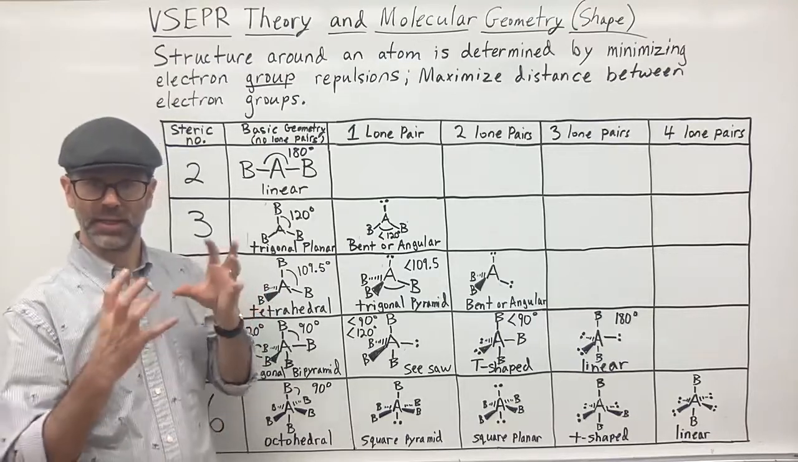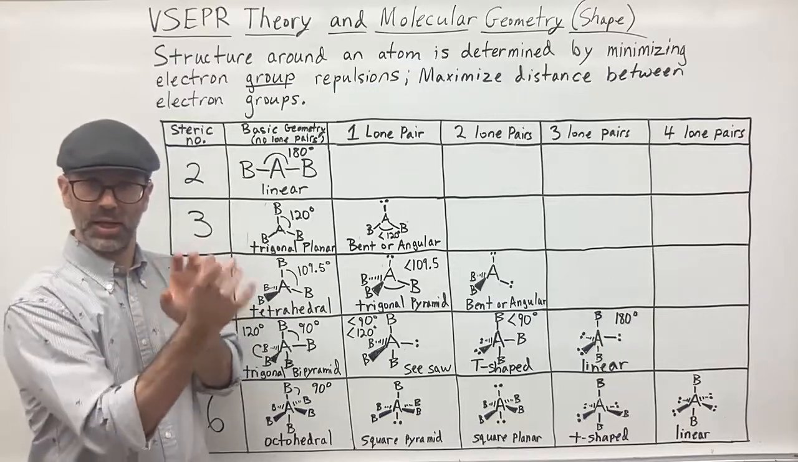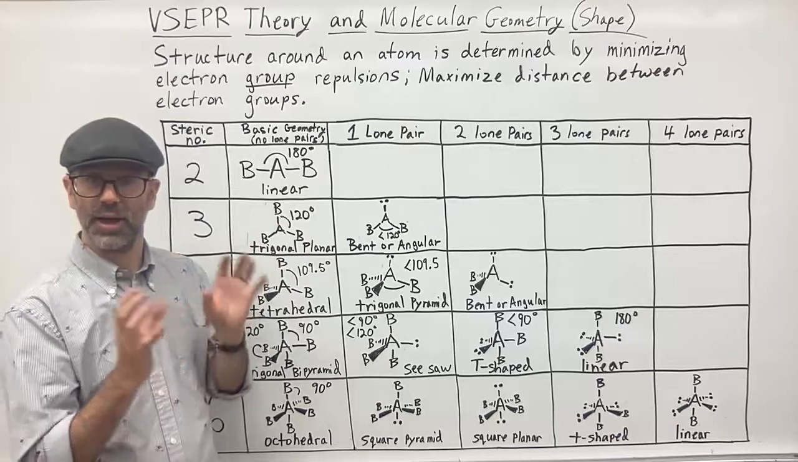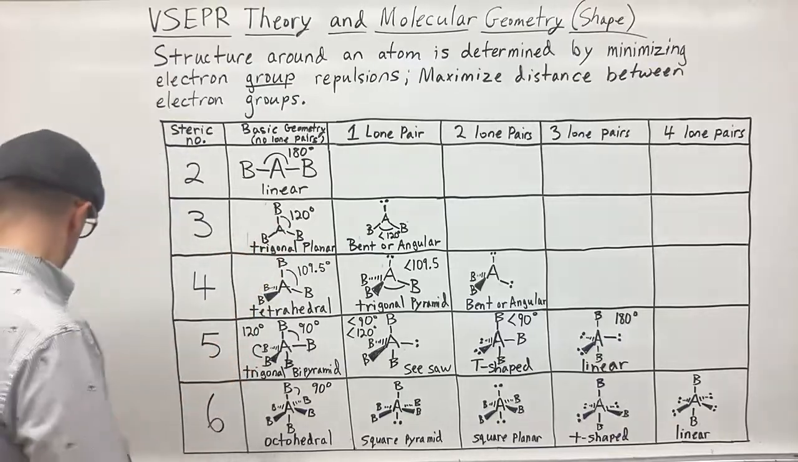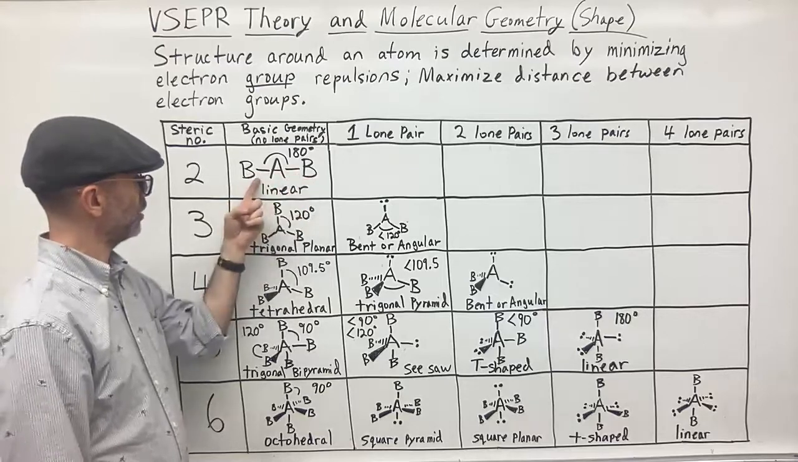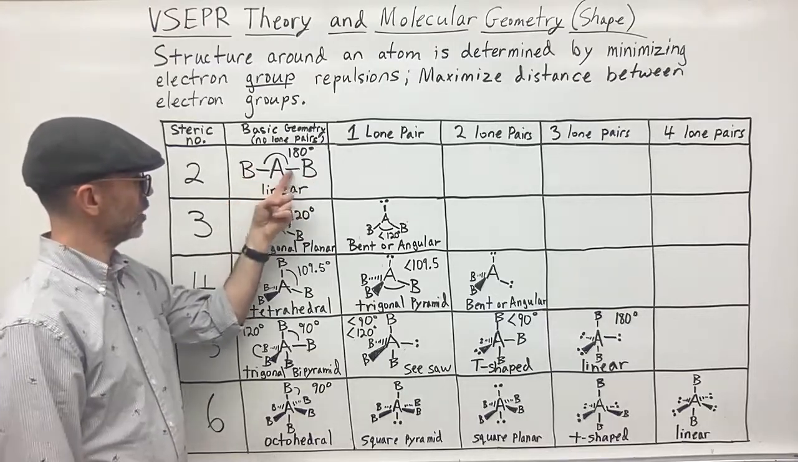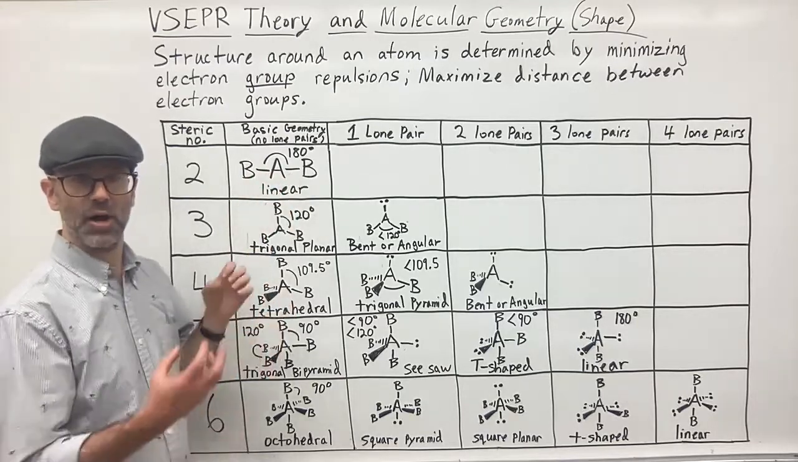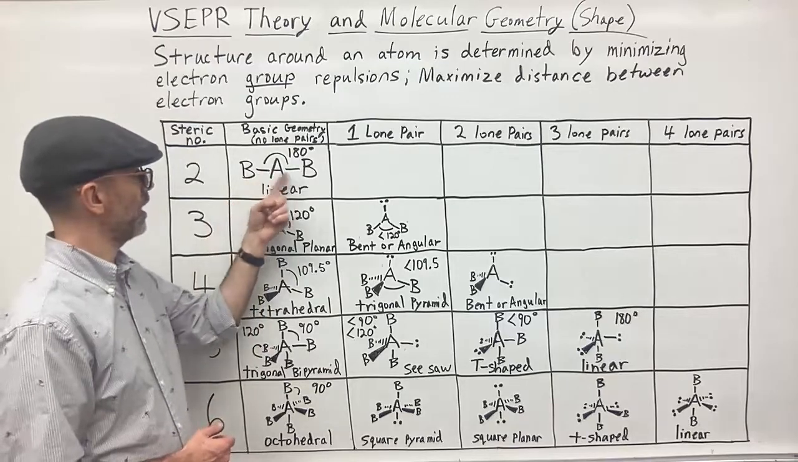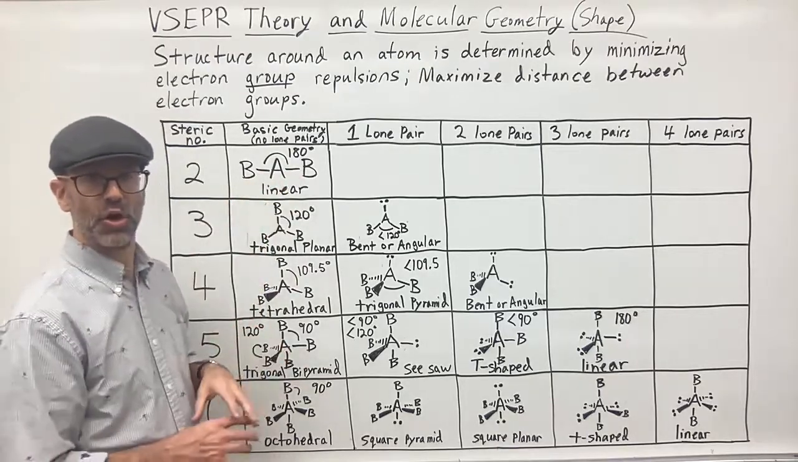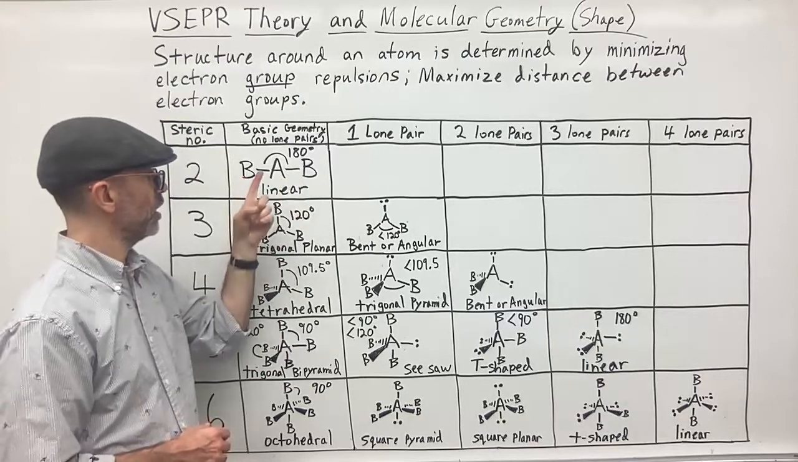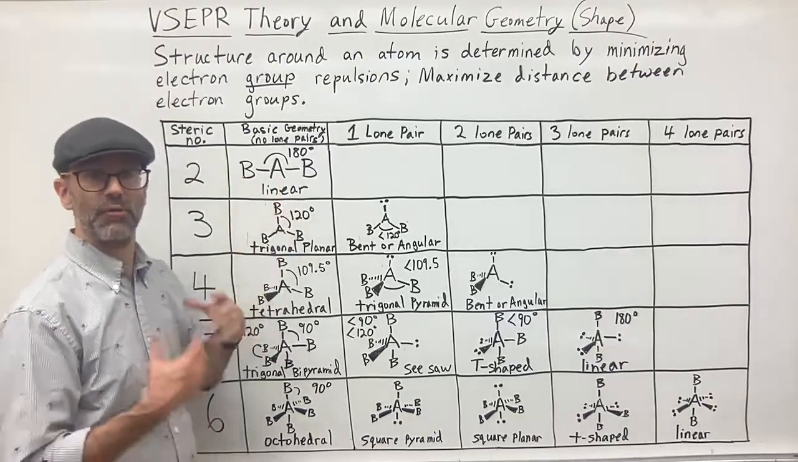When atoms are bonded together, those electrons between the atoms are still there. Electrons are negative, so bonds want to get as far apart as possible. For example, if this is our atom here, we have two bonded atoms to our central atom. These electron groups in the bonds want to be as far apart as they can because electrons are negative and negative charges repel. So they'll be on opposite sides of the atom, 180 degrees apart. By VSEPR theory, two atoms bonded to a central atom will have a linear shape for that reason.